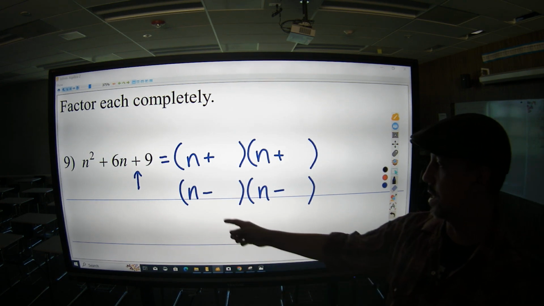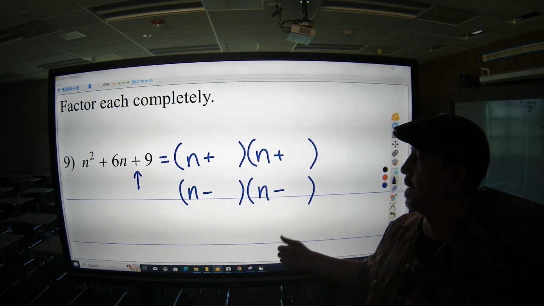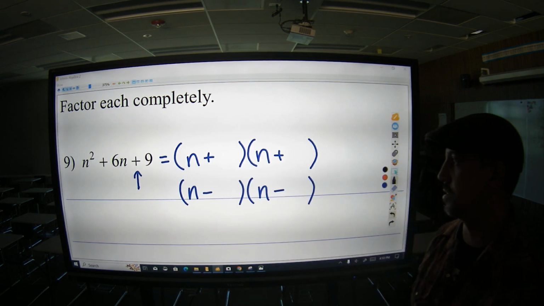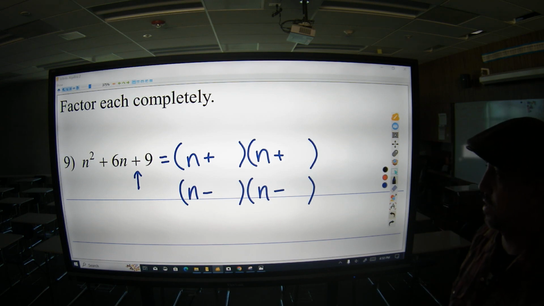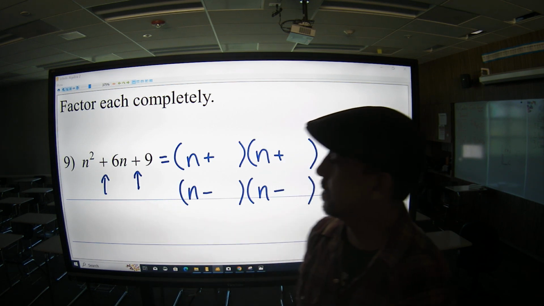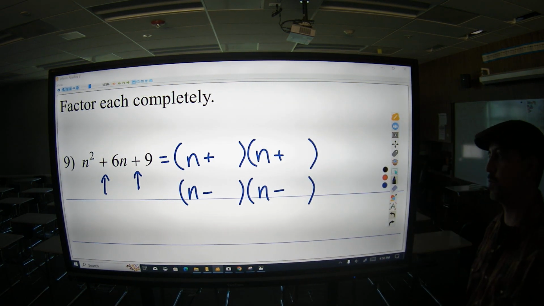If I do a positive times a negative, that will make a negative. So I know it's one of these two. Maybe it's a negative times a negative, maybe it's a positive times a positive. This is the thought process you should have. But then we should look at this term. And I see the linear term right now is positive.